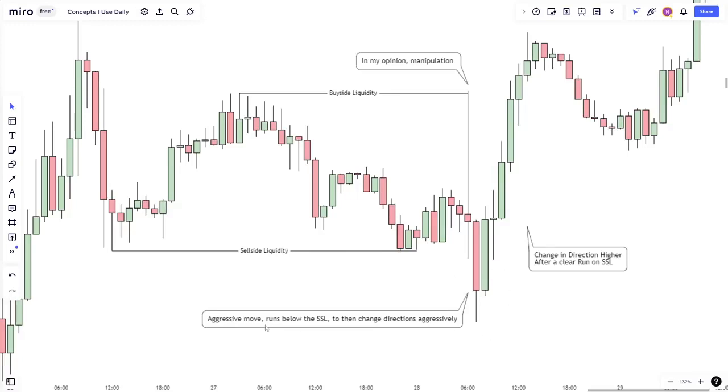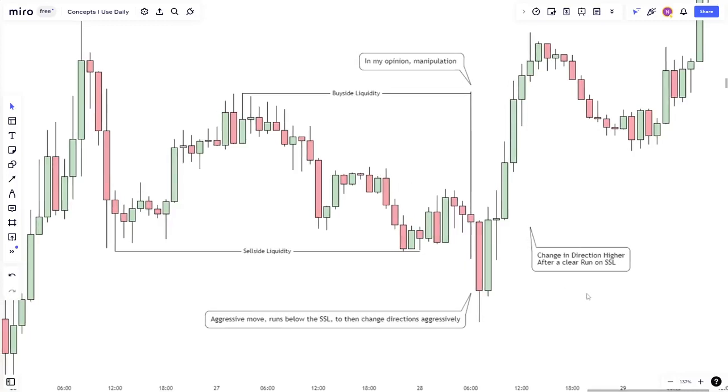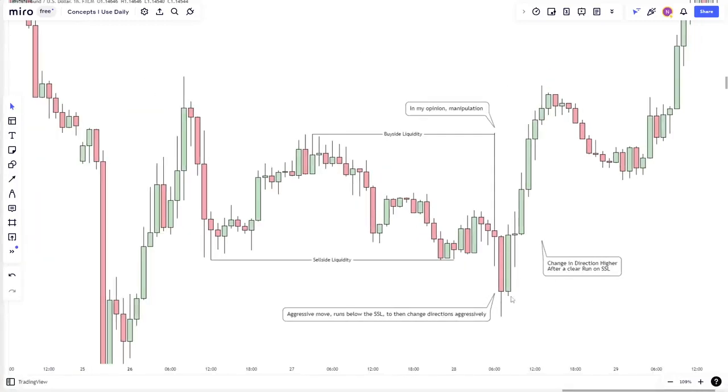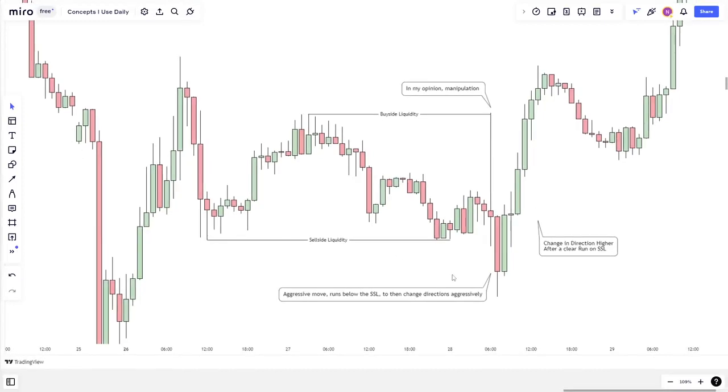Aggressive move, runs below the sell-side liquidity, and then changes direction immediately, right? And what does it seek? Buy side liquidity. So how could we have determined that price could go higher after taking these lows? By the fact that it took sell side liquidity and now it could simply seek buy side liquidity.